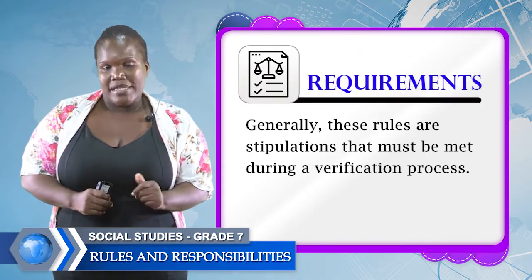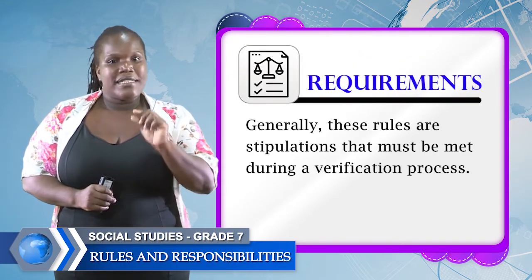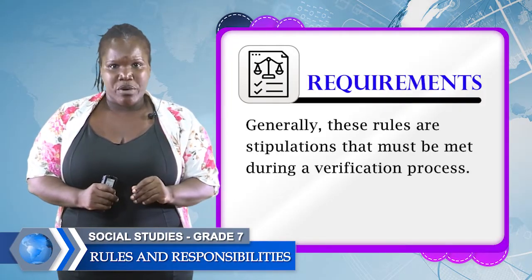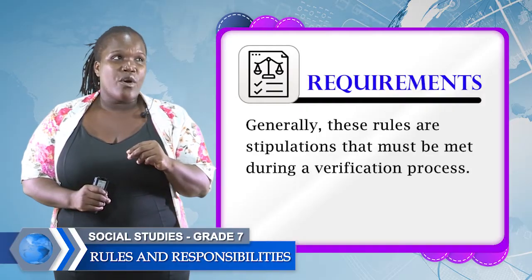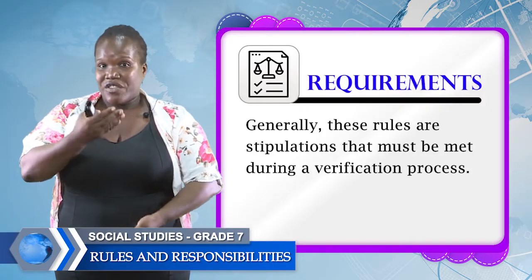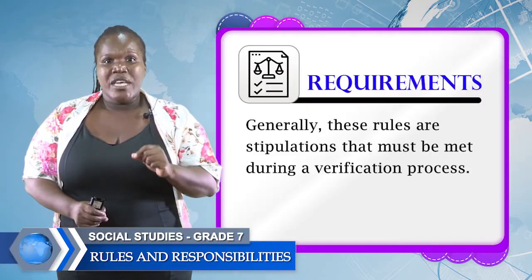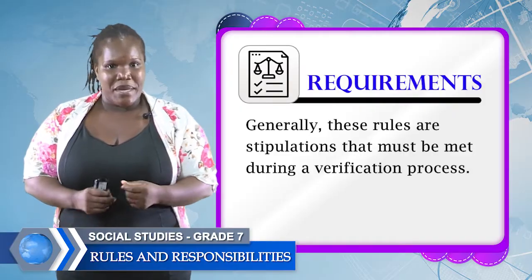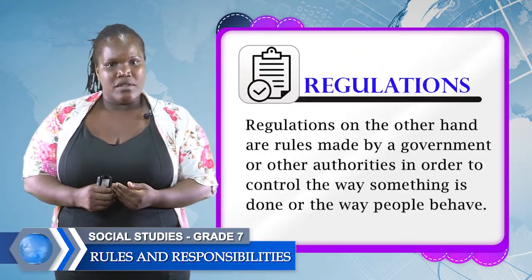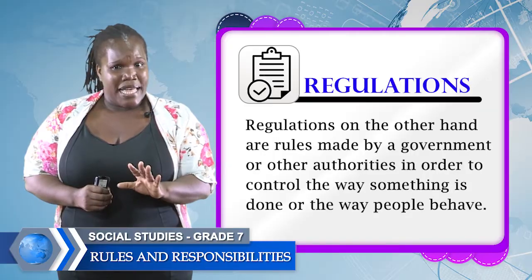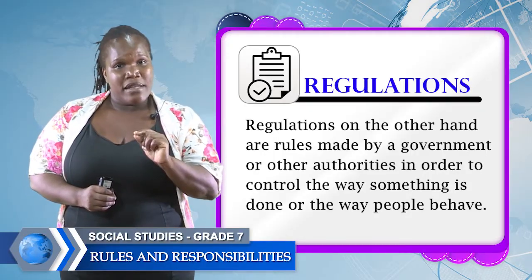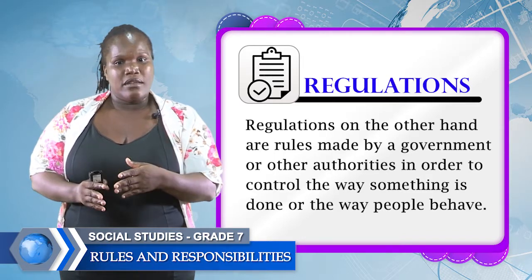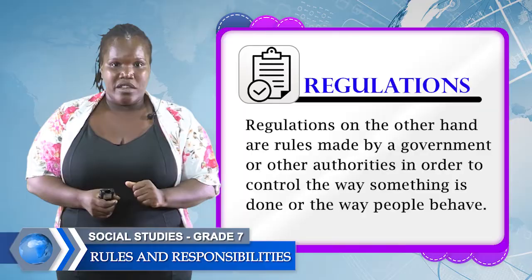Now, there are requirements. Generally, these rules are stipulations that must be followed during a verification process. So, for example, you may be going for a passport. We know we have to fill out a form, and there is certain information that must be inputted into that form. Those are called requirements. Then there are regulations. Regulations, on the other hand, are rules made by a government or authorities in order to control the way something is done or the way people behave.